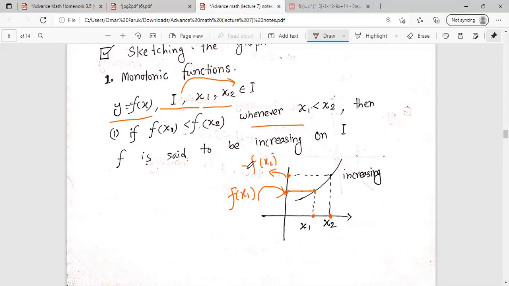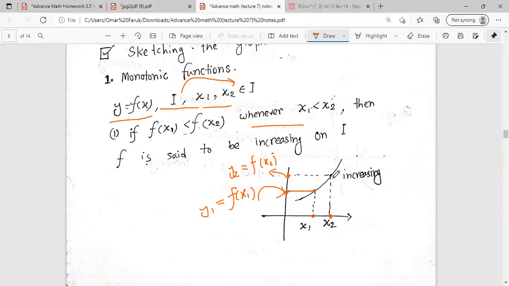You can also call it y1, y2. Okay, no problem. Y1, y2. Because we know that x is on the x-axis and y is on the y-axis. So there is no problem with it.